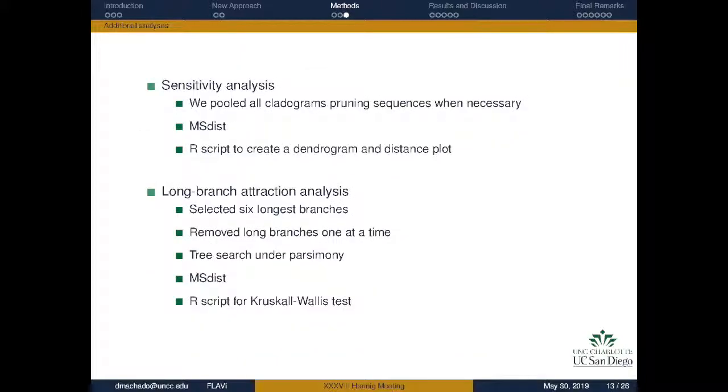To test the sensitivity of trees to partitioning and outgroup sampling, we pruned them so they would have the same set of terminals and calculated the distance among the pruned trees. We also removed the longest branches we found in a series of systematic iterations and reanalyzed the data under parsimony to see if we could detect any long branch distortion.